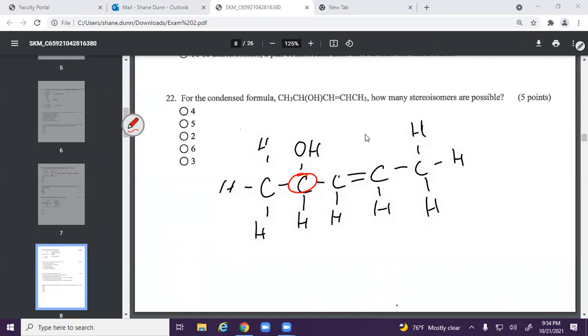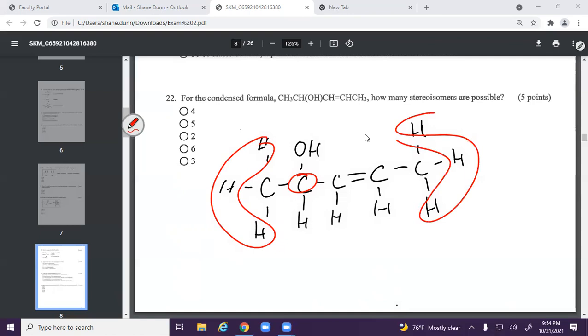Zoomies, what do you think? Want to see one chiral center or do you see more? There's just one. Where? The ends? So it can't be those ones, right? And it can't be these two because they're double bonded, right? And you can't have a chiral center with double bonds. That's bad.